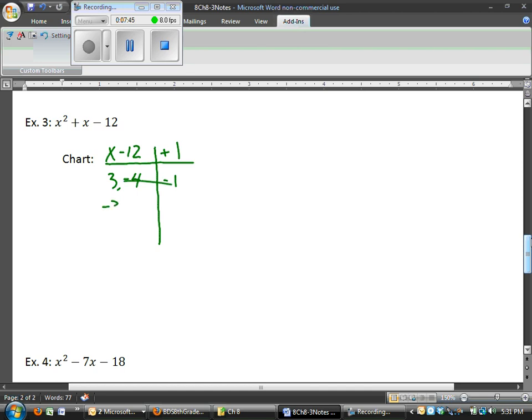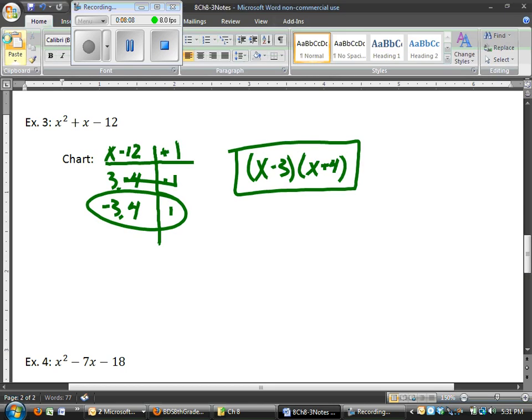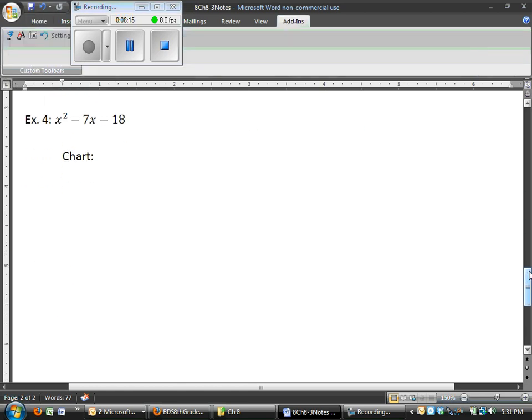Let's try the other way. Negative 3 and positive 4 do multiply to negative 12. And when I add those, I get positive 1. So I know that's my answer, which means my two factors are x minus 3, and since it's a positive 4, x plus 4. And there's my final answer. Okay? And I gave you one more example. This time, remember, we're multiplying to the last number, adding to the middle number.